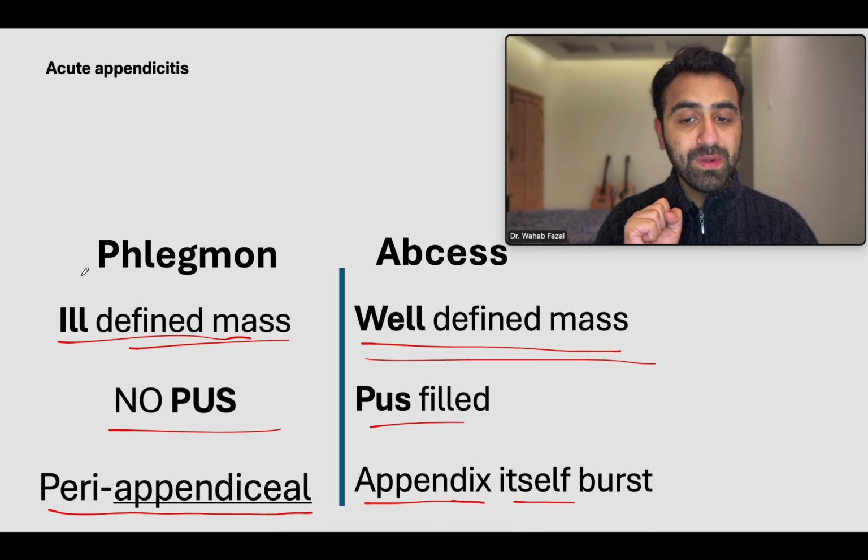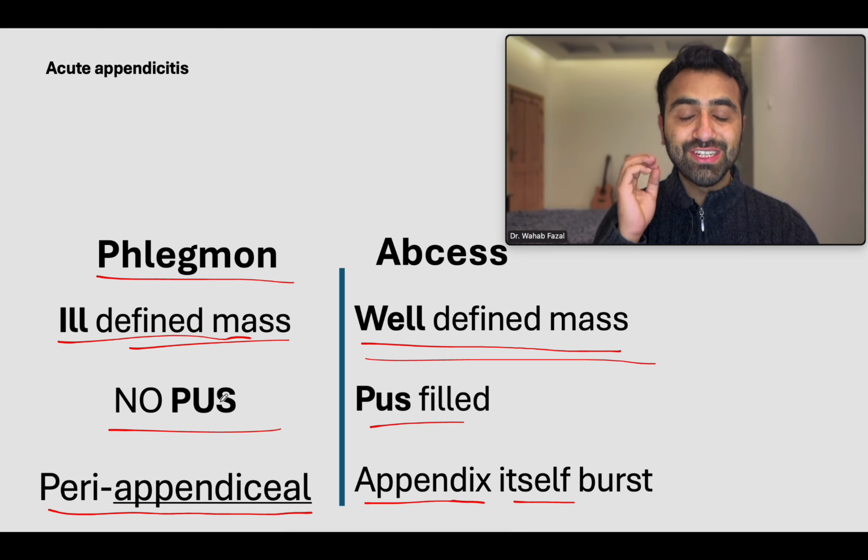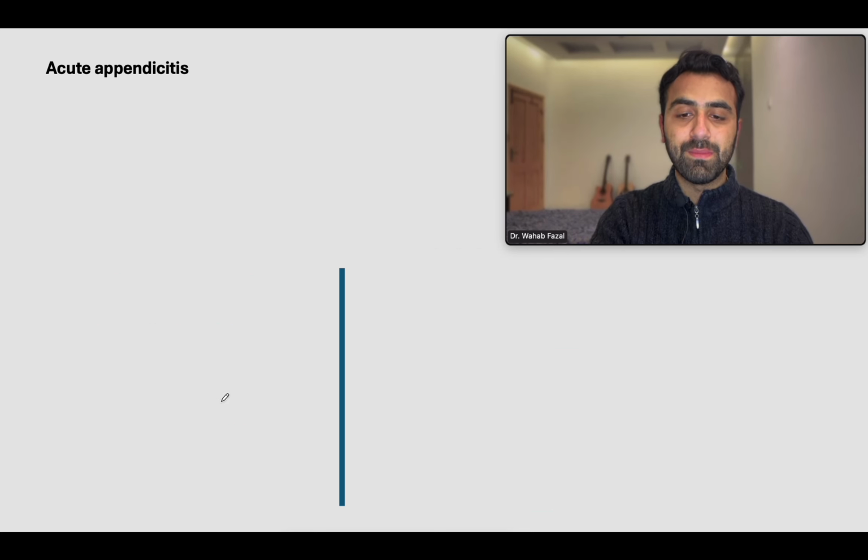That's why there is a movement to change even the term itself. So some people might even call it just a peri-appendiceal inflammatory mass, and that is basically a phlegmon. It's an ill-defined mass that contains no pus, and it's soft tissue inflammation of the stuff that surrounds the appendix itself, or the peri-appendiceal inflammation.